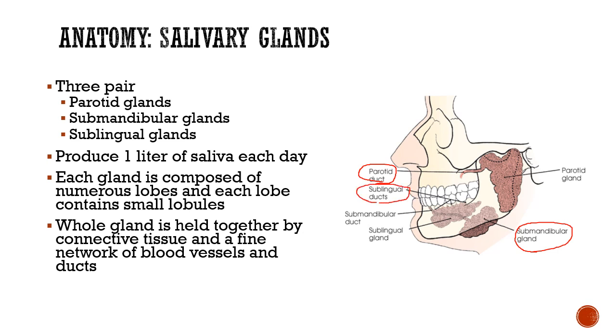They produce about 1 liter of saliva per day, and each gland is composed of numerous lobes, and each lobe contains small lobules. The whole gland is held together by connective tissue and a fine network of blood vessels and ducts.